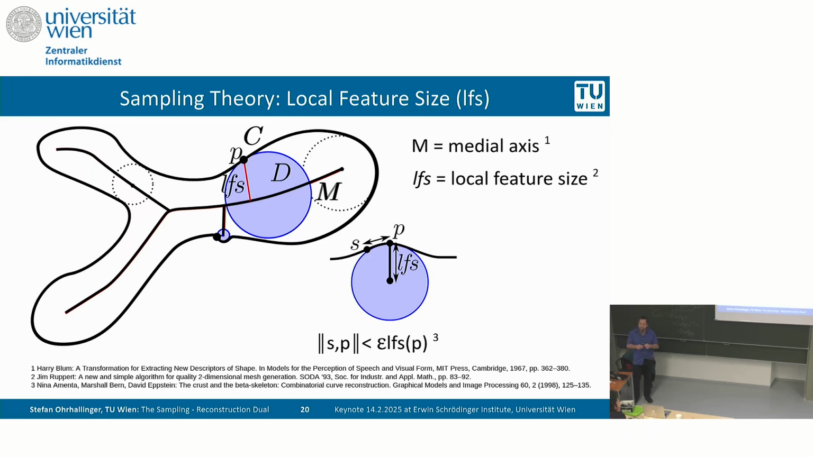The smaller epsilon is, the more samples we need, because then we must get closer to the samples. The samples must be closer to each other, because otherwise the point has too large a distance. The larger epsilon gets, the fewer samples we need. This is called the epsilon sampling. That will be important for the next slide.